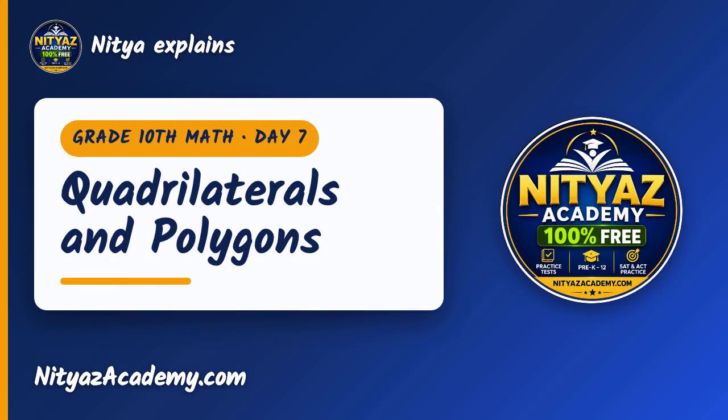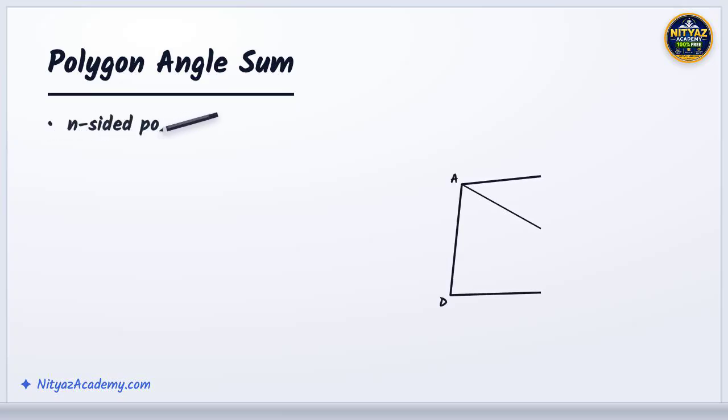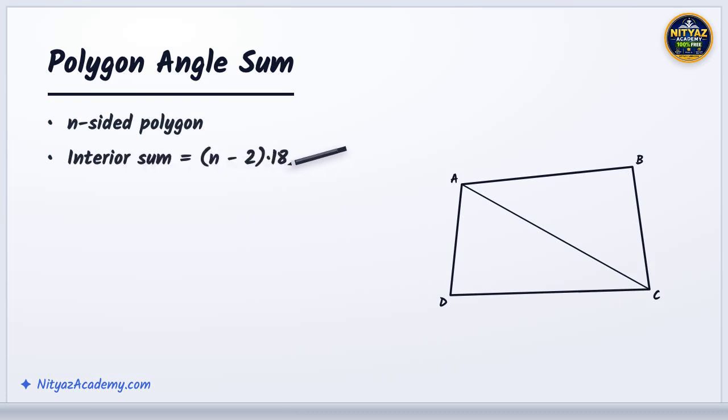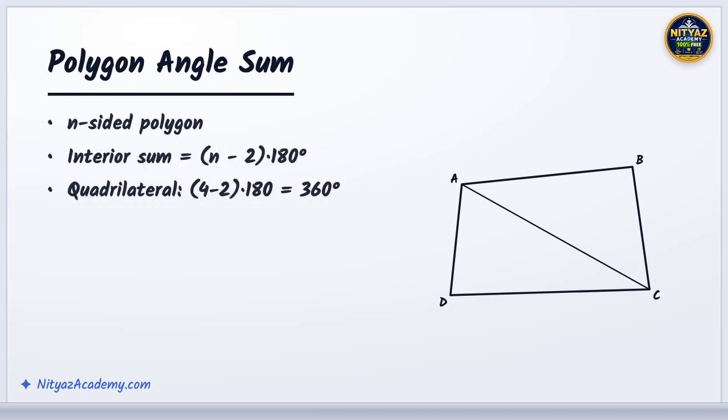Let's learn quadrilaterals and polygons together, step by step. A polygon's interior angles always follow a formula. For n sides, the angles add up to n-2 times 180 degrees. That's because every polygon splits into n-2 triangles. For a quadrilateral, 4 minus 2 is 2, times 180 gives 360 degrees. Every four-sided shape's angles total 360.